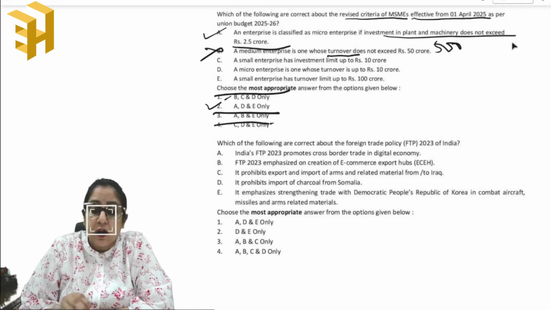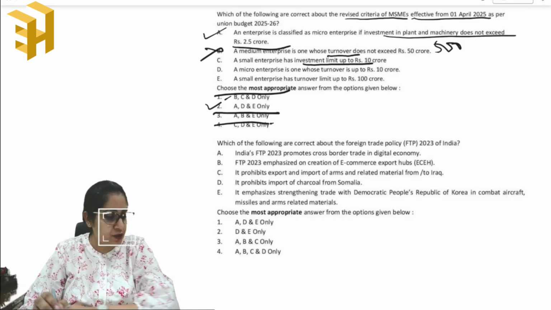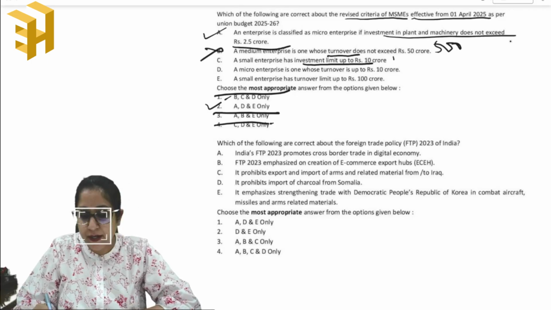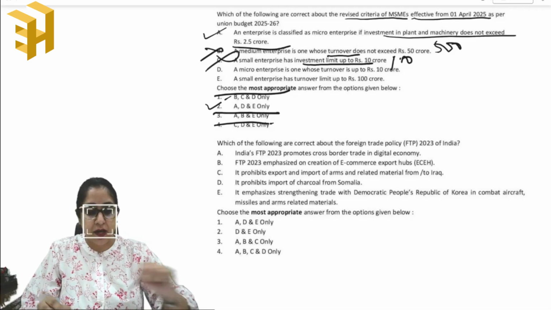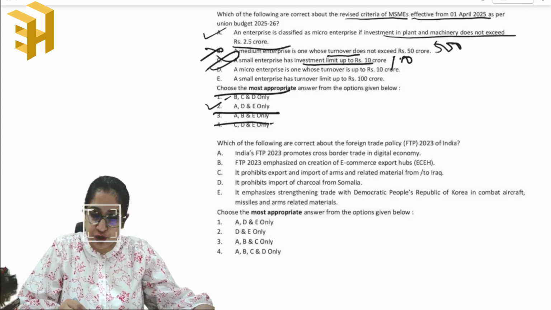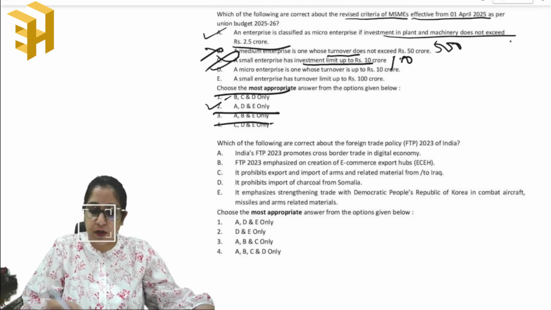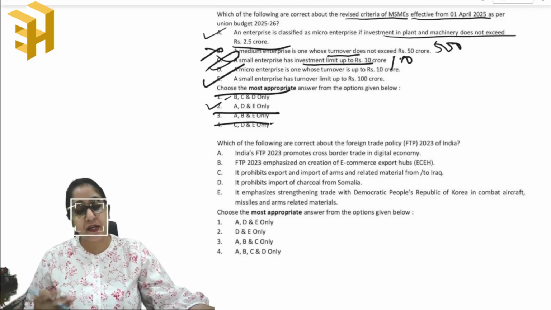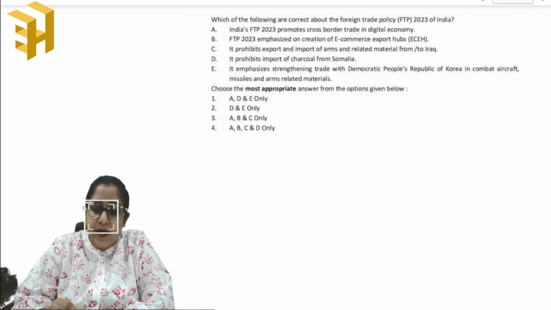Next, a small enterprise has investment limit of up to 10 crores. No, it is 100 crores, right? So C is also wrong. A micro enterprise is one whose turnover is up to 10 crores. That is true. And small enterprise has turnover limit of up to 100 crores. That is true, right? So second is the answer. Next question.